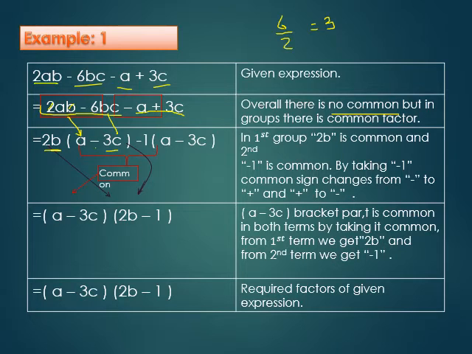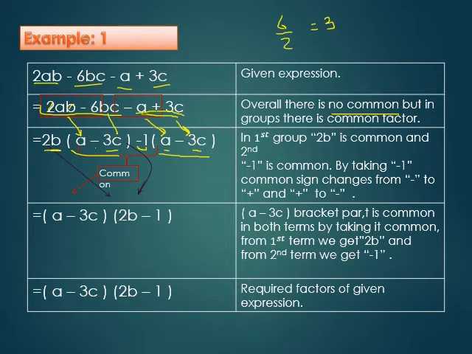From the next group, that is plus 3c, observe here, student, there is no common, but minus 1. If we take minus 1 as common, it means that the signs of both terms have been changed. So if we take negative 1 common, from the first term we get a, and the second term, that is plus 3c, has now changed to minus 3c.